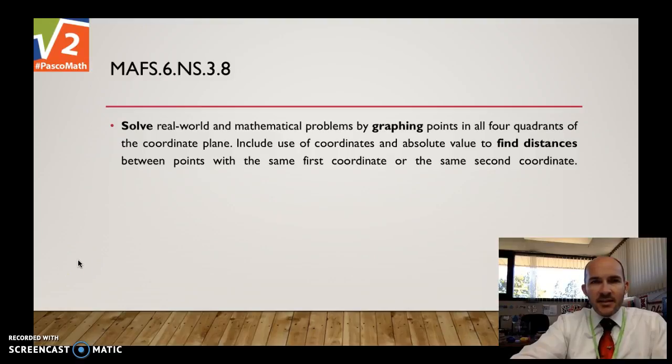So the standard reads, solve real-world and mathematical problems by graphing points in all four quadrants of the coordinate plane, and then include use of coordinates and absolute value to find distances between points with the same first coordinate or the same second coordinate.